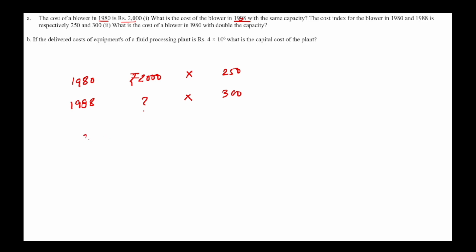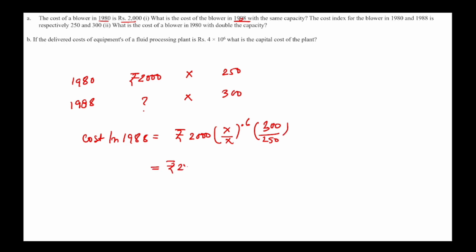Okay, so we'll apply the six-tenth factor rule along with the cost index method. So the cost in 1988 will be, very first the cost will come, because we have to calculate the cost, x upon x into 0.6, the six-tenth factor rule, divided by the cost index, 300 divided by 250. So it will come to rupees 2400.